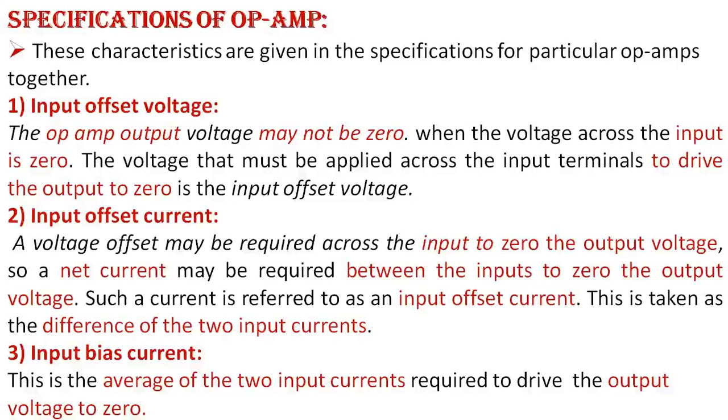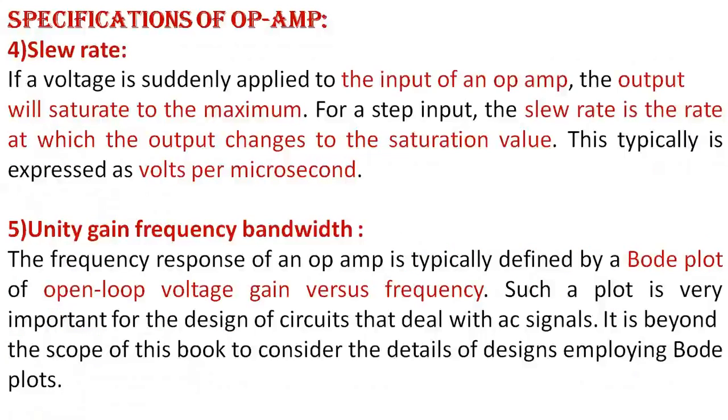A net current may be required between the inputs to zero the output voltage. Such a current is referred to as an offset current. This is taken as the difference of the two input currents. Input bias current: this is the average of the two input currents required to drive the output voltage to zero.